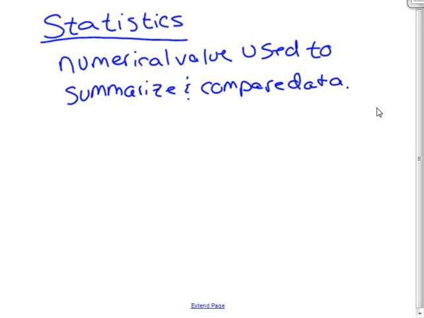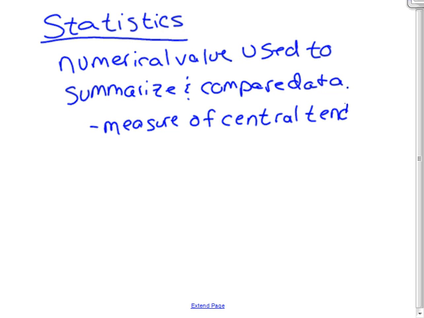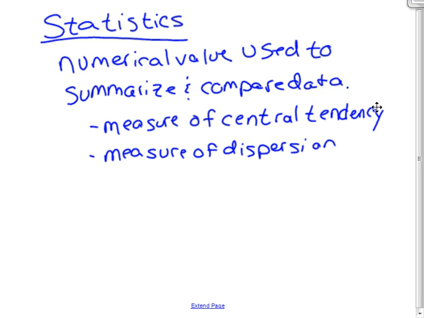We'll be looking at two different types. The first one we're going to focus on is called the measure of central tendency. Those are the ones that you're familiar with. And I'll define these in just a moment. And then the second one we're going to look at is measure of dispersion. Central tendency, you're going to recognize more. Dispersion is definitely going to be something new for you.